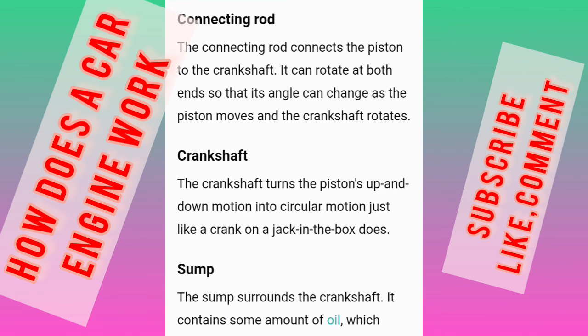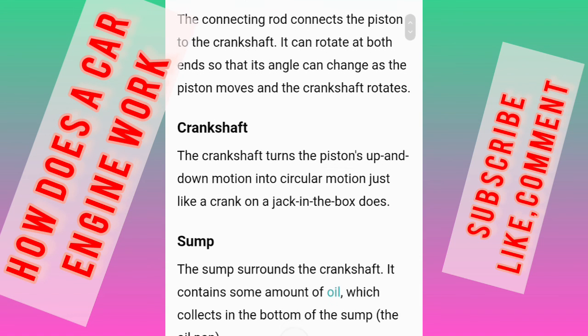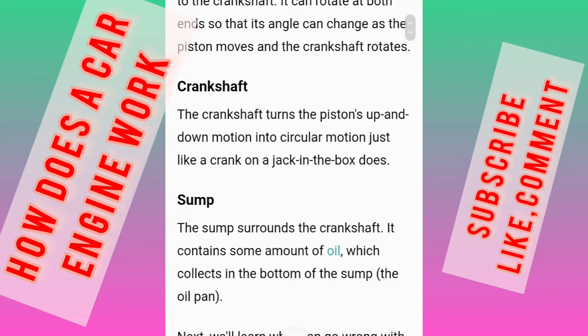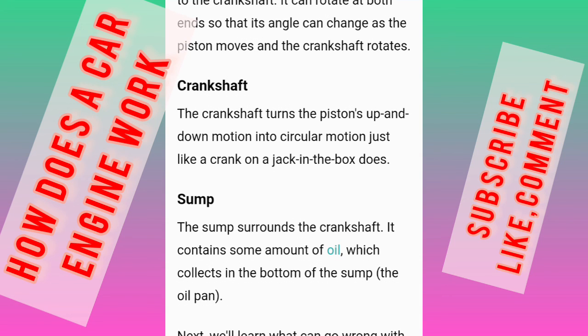Connecting rod. The connecting rod connects the piston to the crankshaft. It can rotate at both ends so that its angle can change as the piston moves and the crankshaft rotates. Crankshaft. The crankshaft turns the piston's up and down motion into circular motion, just like a crank on a jack-in-the-box does. Sump. The sump surrounds the crankshaft. It contains some amount of oil, which collects in the bottom of the sump, the oil pan.